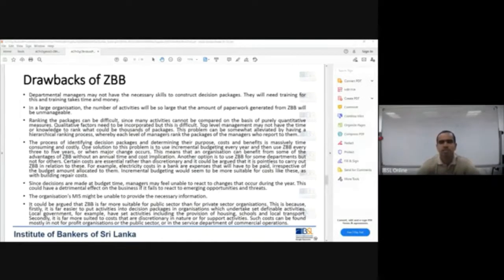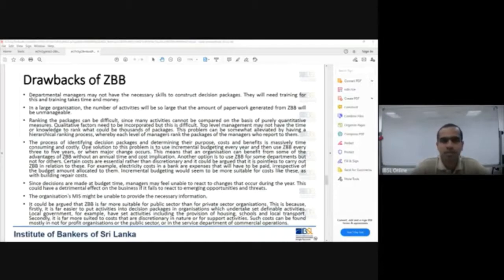Drawbacks of zero-based budgeting. Departmental managers may not have the necessary skill to construct decision packages. They will need training for this, and training takes time and money. In large organizations, the number of activities will be so large that the amount of paperwork generated from zero-based budgeting will be unmanageable. Because it will not be an easy exercise.